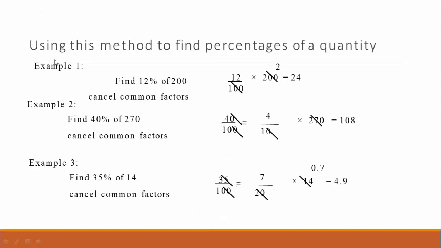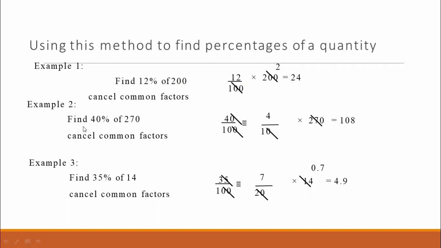Now, using this method to find the percentage of a quantity. Suppose 12% of 200. 12% of 200, cancel common factors. 12% of 200 can be written as 12 divided by 100. 12% means 12 divided by 100. Of means multiplied by 200. So cancel the common factor: 100 into the 200, and 12 multiplied by 2 is equal to 24.